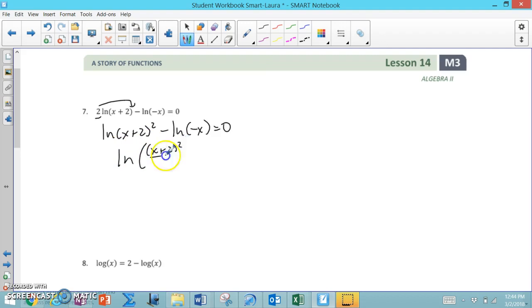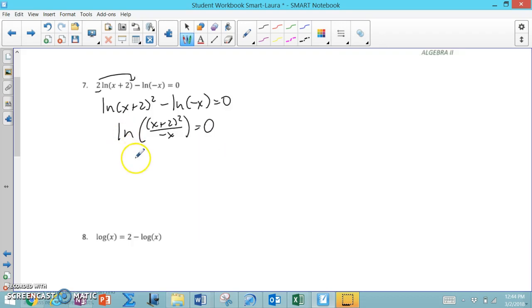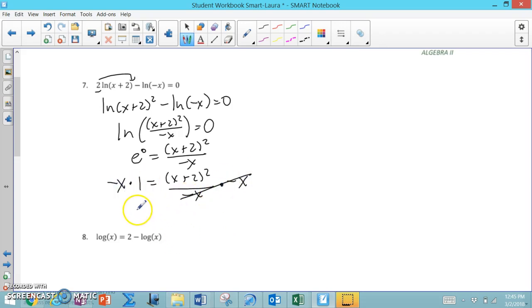(x plus 2) squared over negative x equals 0. In this case, I would rewrite it in exponential. e to the 0 equals (x plus 2) squared over negative x. It would be 1 equals (x plus 2) squared over negative x. Now I don't like the fraction, so I'm going to get rid of it. If we have a fraction, we can always multiply by the denominator, and I can do that because I'm going to do it to both sides, and it moves that denominator over. So I get to the point where I get negative x equals (x plus 2) squared.